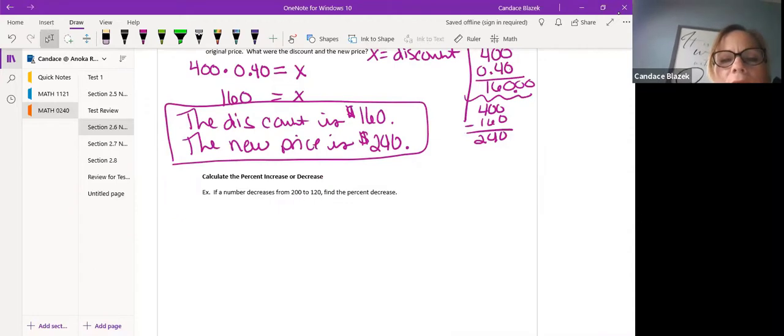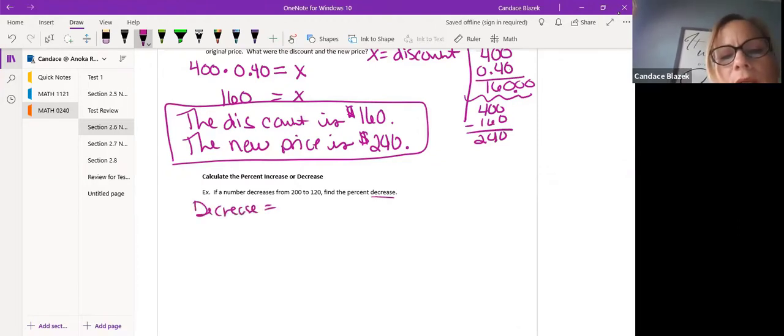Next is we're going to calculate the percent increase or decrease. So here we're going to have to find one additional number before we can put it into the equation. This example reads, if a number decreases from 200 to 120, find the percent of decrease, because it did decrease from 200 to 120. All right, well, I know that our decrease will be the original minus what it decreased to. So our decrease is 80.